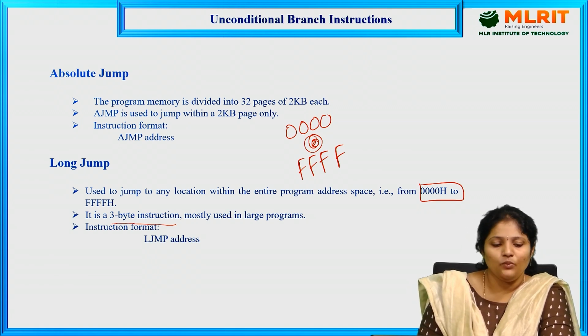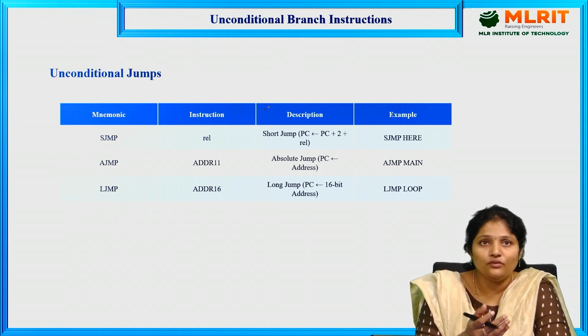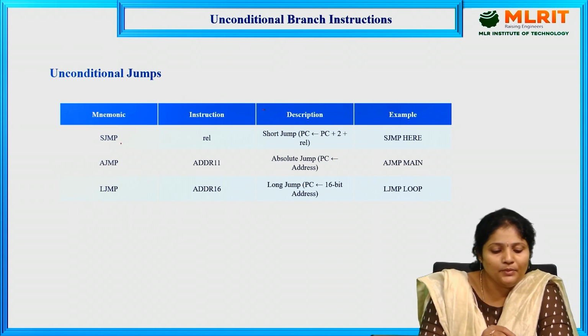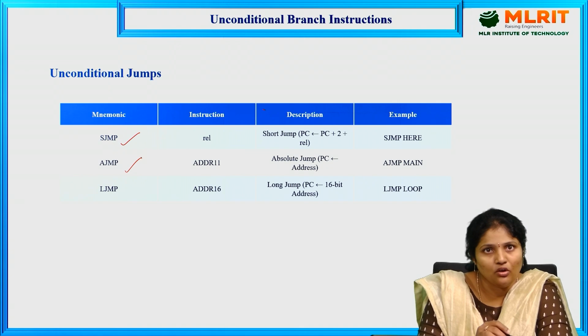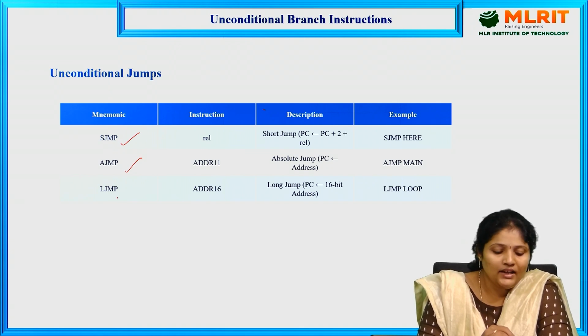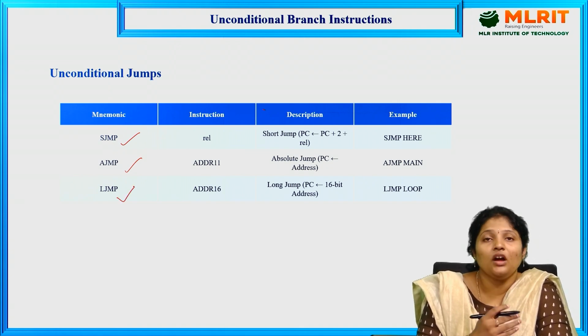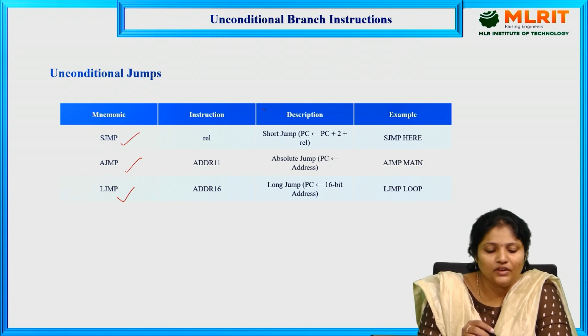Let's see one example based on this. How will we represent this jump? SJMP means short jump, AJMP means absolute jump, and LJMP means long jump. So how will we mention the address? First, for the short jump, we will directly mention the label or address.